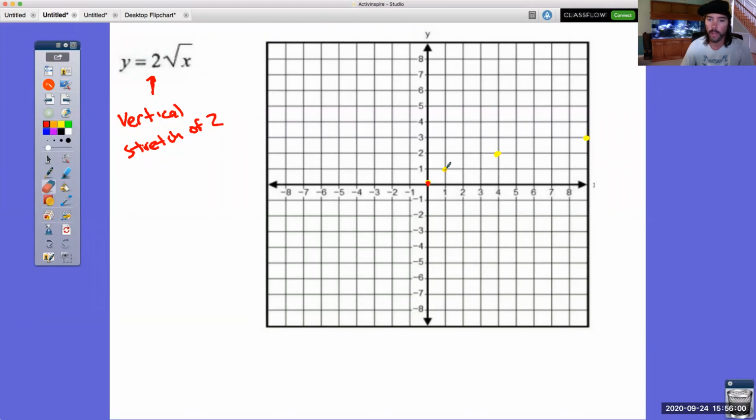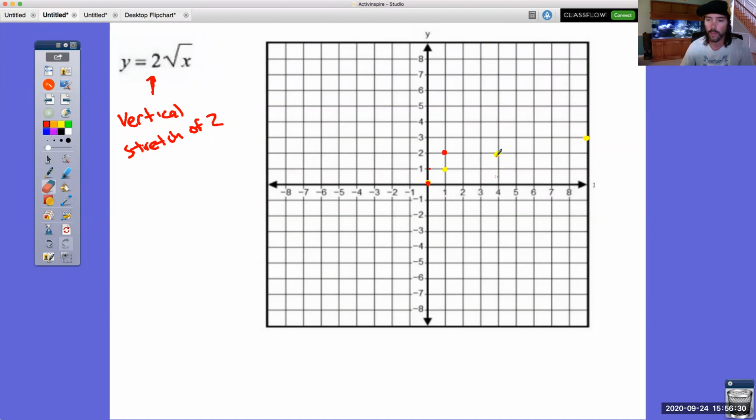But the 1, 1 will move. The y value is currently 1. I'm multiplying those y values by 2. I'm going to be stretching it up twice as far. So instead of it going 1 point above, it's now going to go 2 points above the x-axis. It had coordinates 1, 1, and now it's 1, 2. It stretched up twice as high.